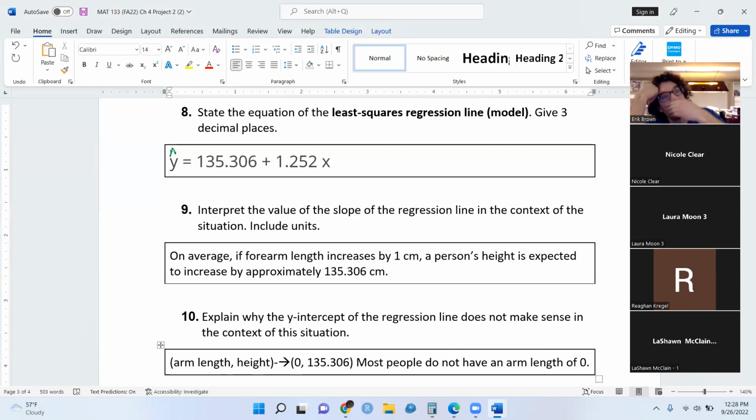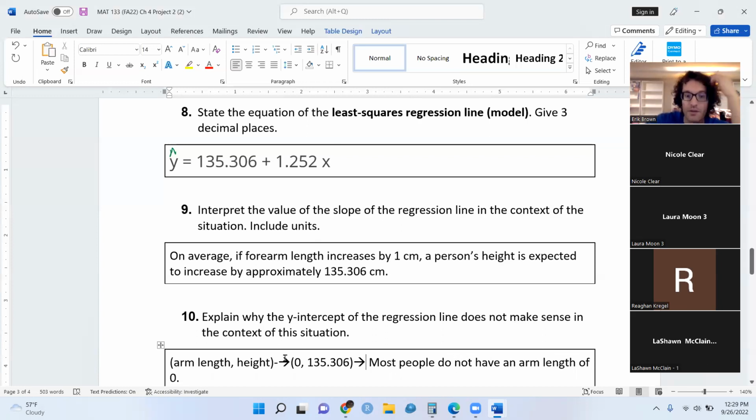I had a student that was born without one forearm. You know, it happens. Or veterans can have an injury where you lose an arm. So it's possible, right? But in terms of our problem, we're using someone's forearm to predict their height. If you don't have a forearm, you can't predict their height using it. You'd have to use something else. So a 0 arm length isn't a useful tool for predicting the height in our model.